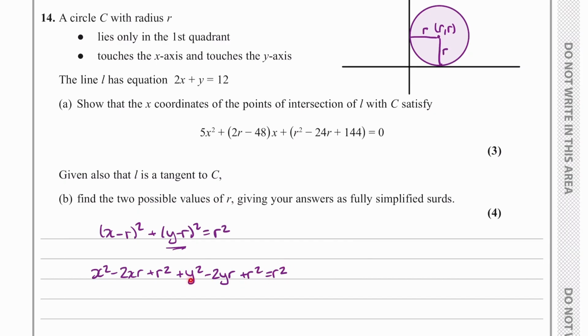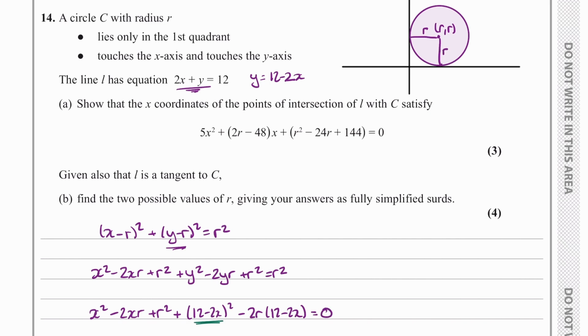And we need to write this y in terms of x. You can see that y is missing from this equation. So we can make y the subject of the equation of a line. So this will equal 12 minus 2x. And then we can substitute this expression for y into here and into here. So we'll have 12 minus 2x squared minus 2r lots of 12 minus 2x, and this will equal 0.